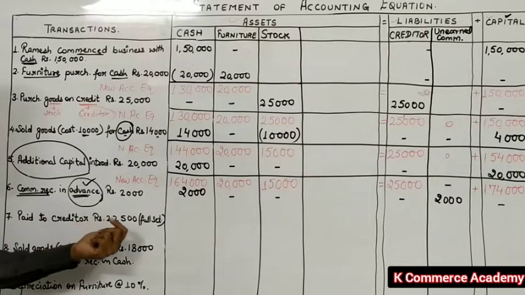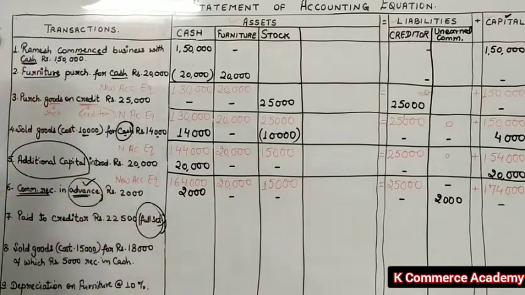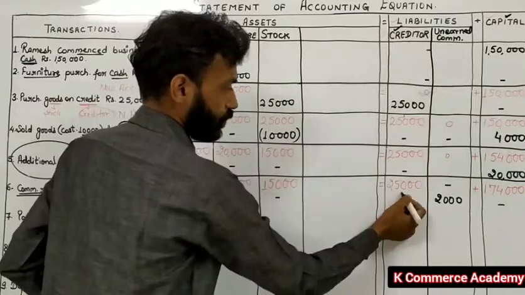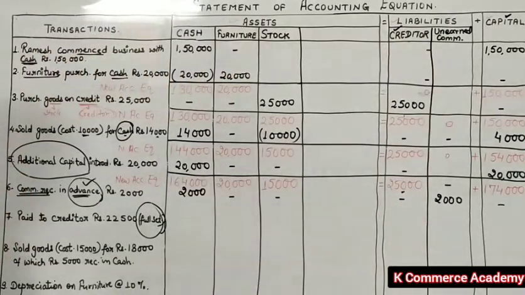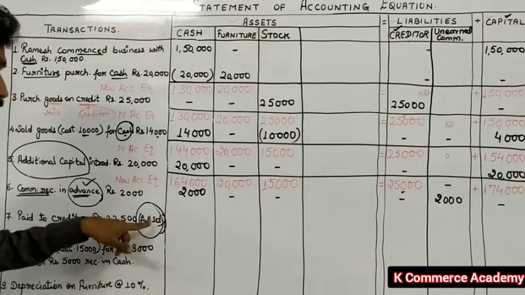Moving to the next transaction, let me help you to solve this one more transaction. Paid to creditors rupees 22,500 in full settlement. Important thing is this amount has been paid in full settlement. How much amount was due to creditors? The amount due to creditors is rupees 25,000, and we had paid them rupees 22,500 only, and that too in full settlement.